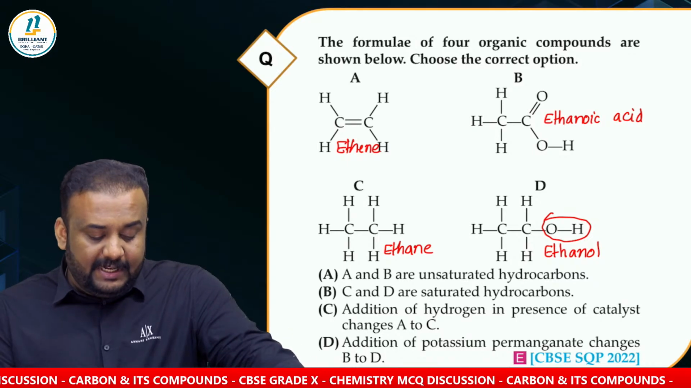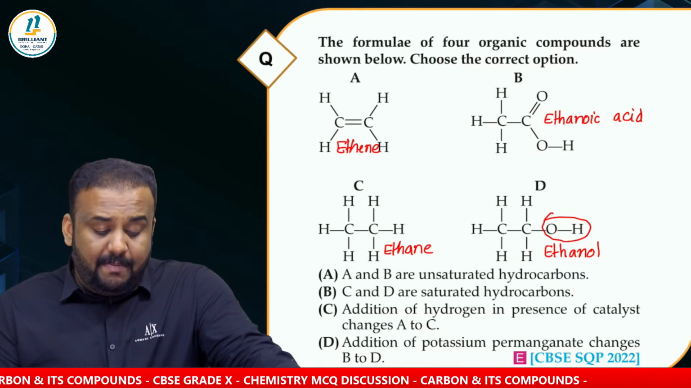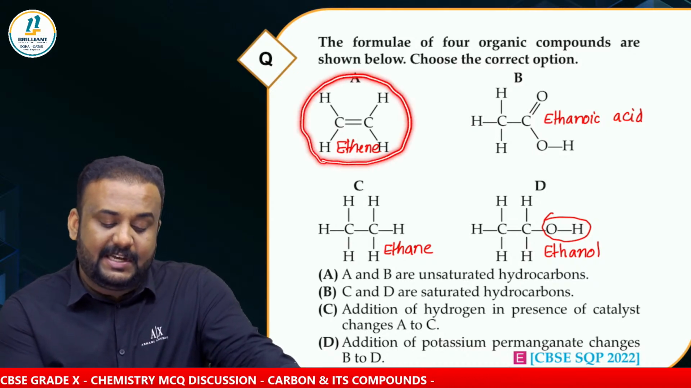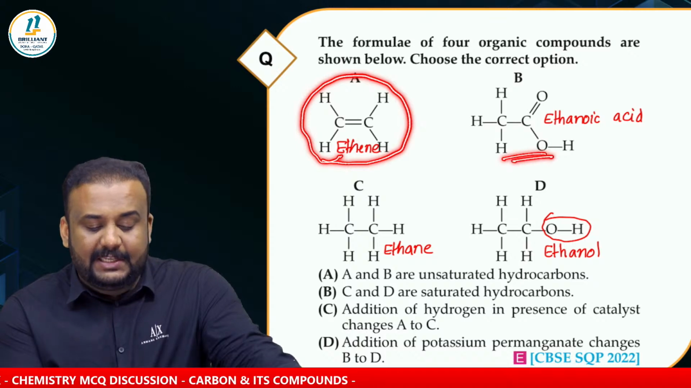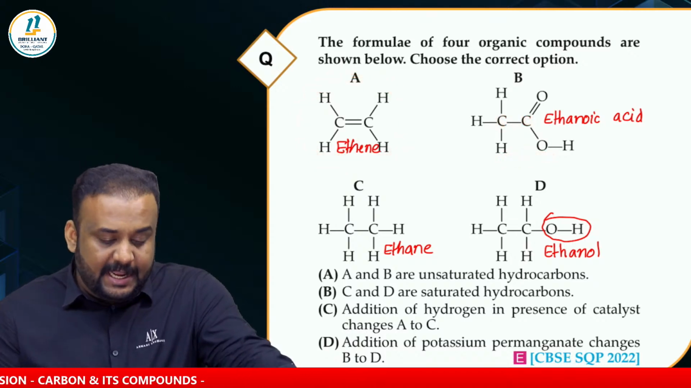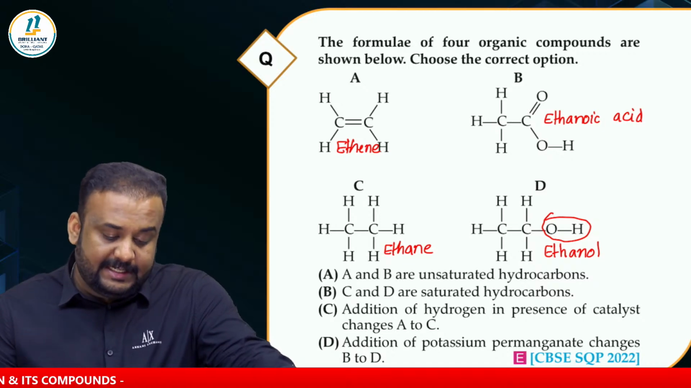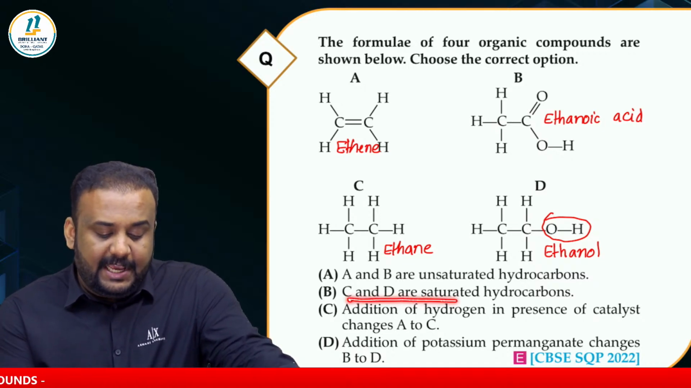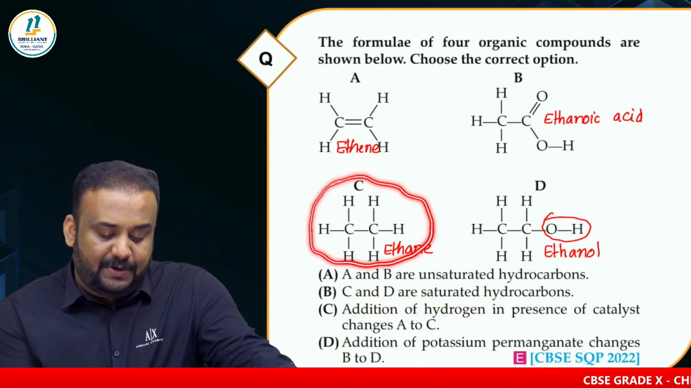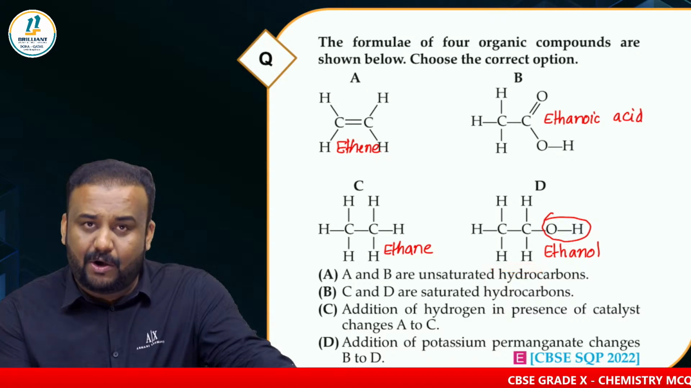Now we'll read the options. A and B are unsaturated hydrocarbons. See, you can see that A is an unsaturated hydrocarbon, but B is a carboxylic acid, and you can see that there are only single bonds between carbon atoms. So it's a carboxylic acid, it's not an unsaturated hydrocarbon. Then C and D are saturated hydrocarbons. See, again, C is a saturated hydrocarbon, D is an alcohol.